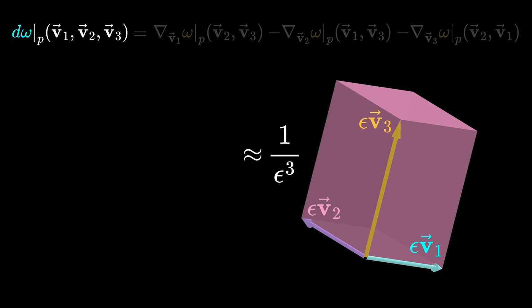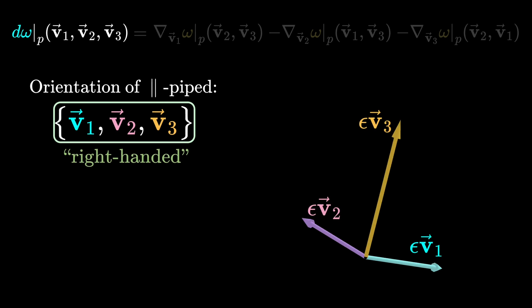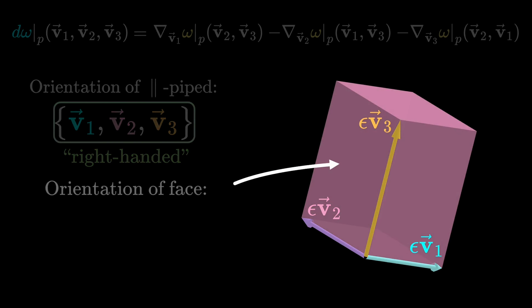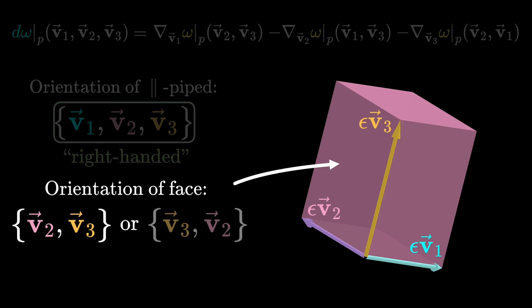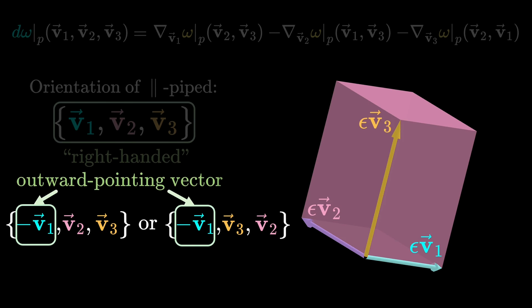The idea is that the three vectors you put into d omega determine the orientation of the 3D parallelepiped. In this illustration, it's a so-called right-handed set that follows the right-hand rule. Now, there are two possible orientations of this face, either v2, v3, or the other way around. To see which one we choose, we add any outward pointing vector in front. We added negative v1 here because negative v1 on this face points out of the parallelepiped.